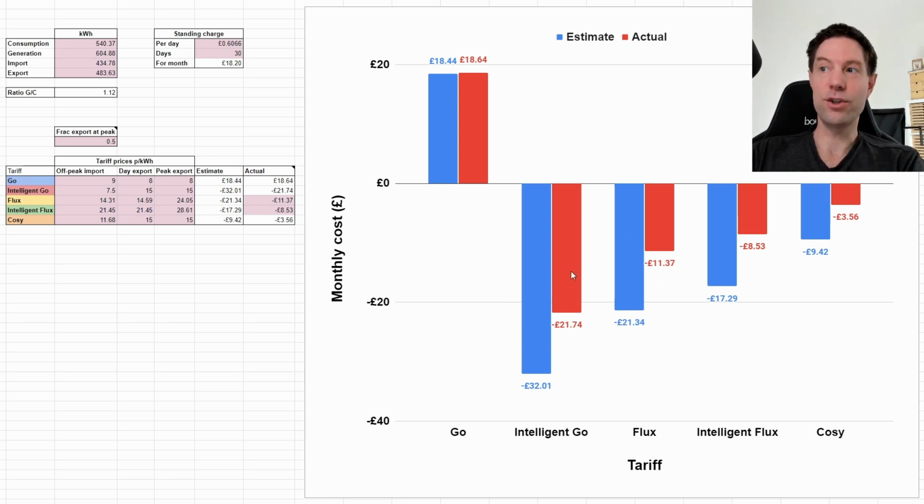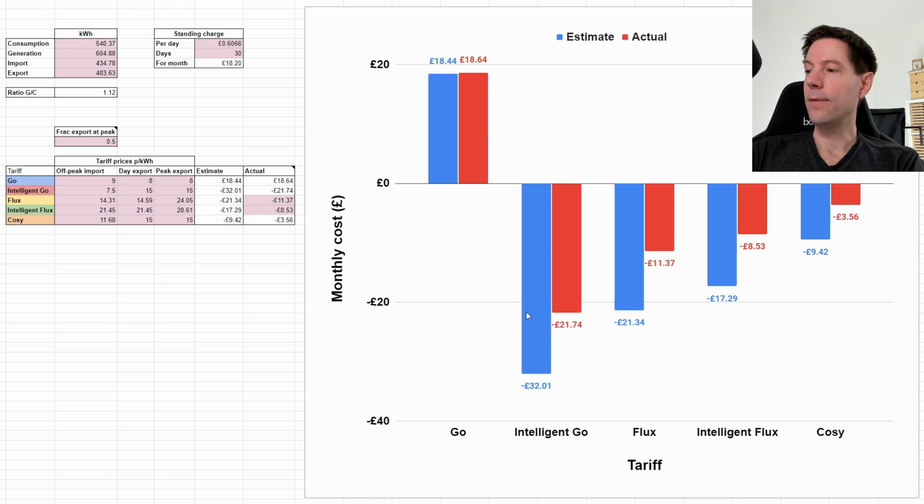However, if I'd stuck to just regular Octopus Go, I would have still had to pay Octopus £18.64, because obviously of that standing charge as well. If it hadn't been for the standing charge, it would have been essentially zero. And you can see my rule of thumb more or less got that spot on.